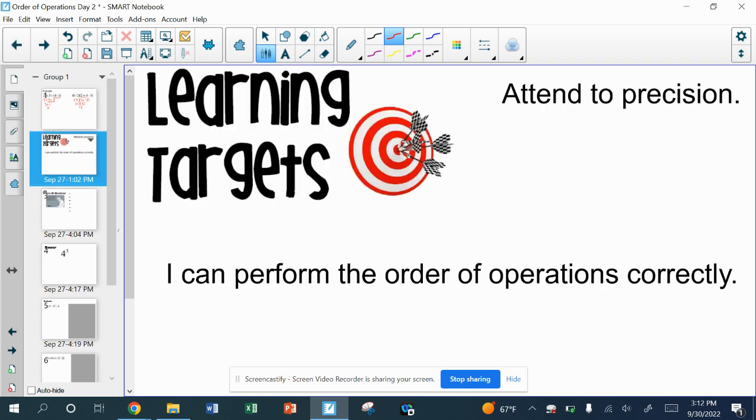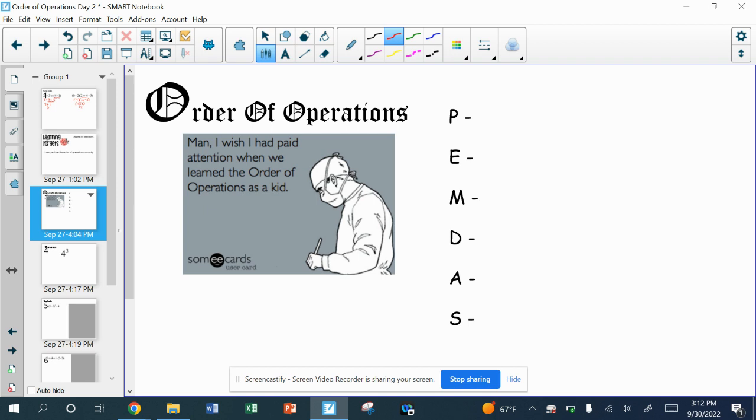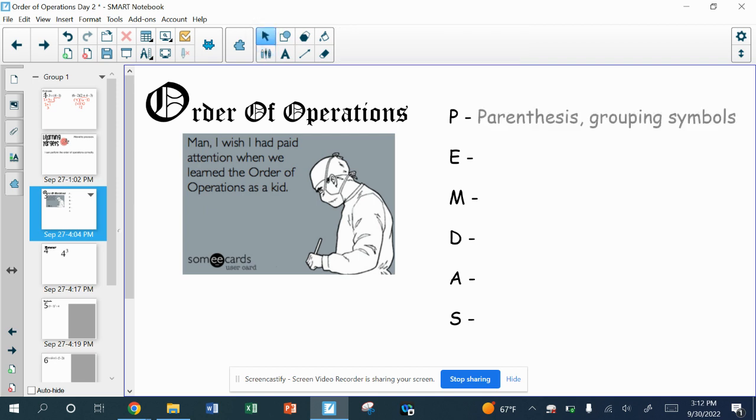So today, we are still working on performing order of operations and making sure that we are very, very careful with our precision and our order of operations. Just to remind everybody, the first step is parentheses, any kind of grouping symbols. Today, we are going to be doing some work with exponents. We didn't have any exponents yesterday.